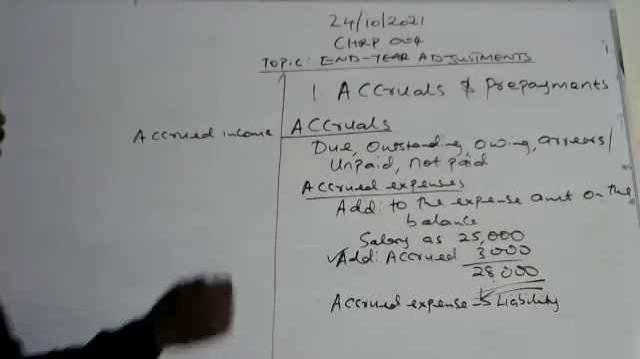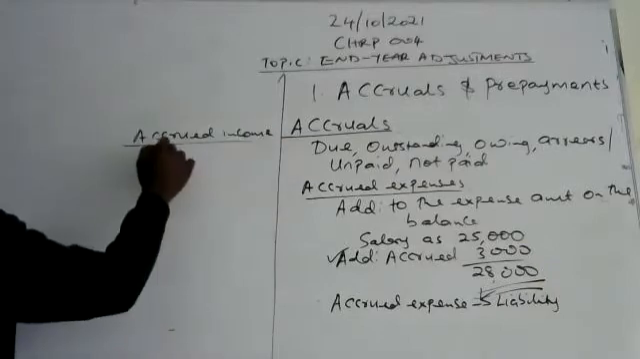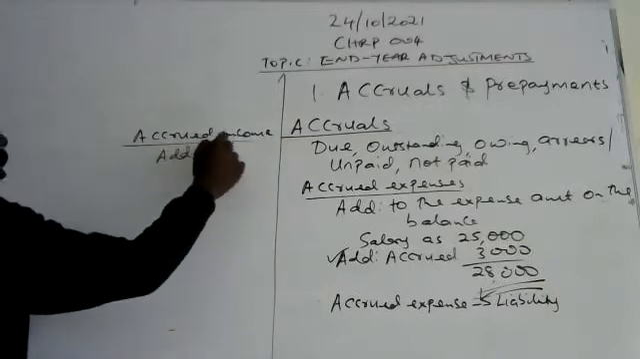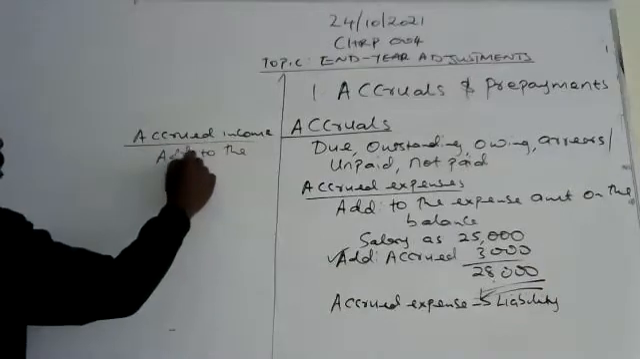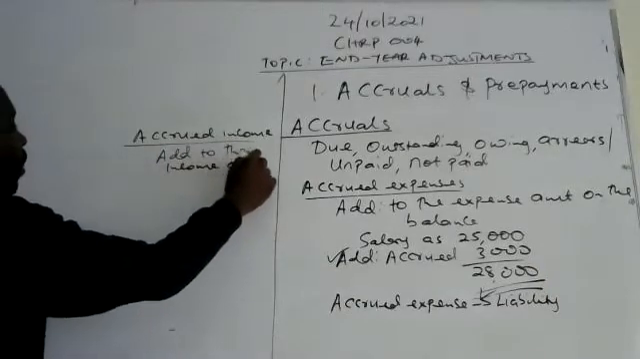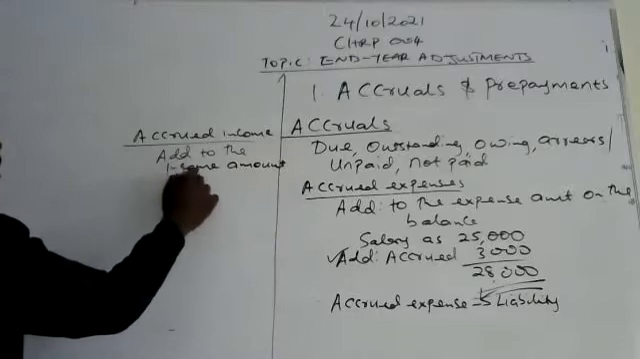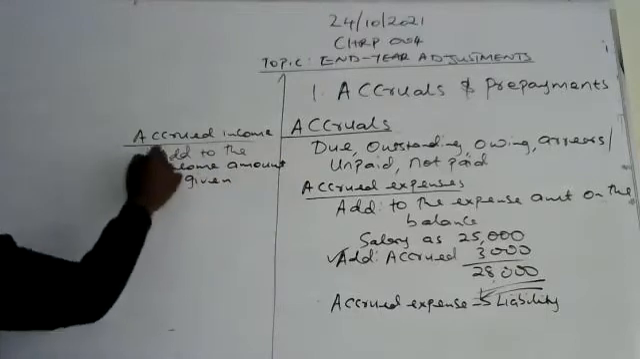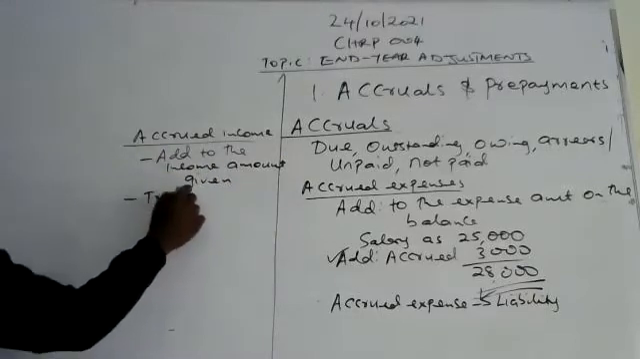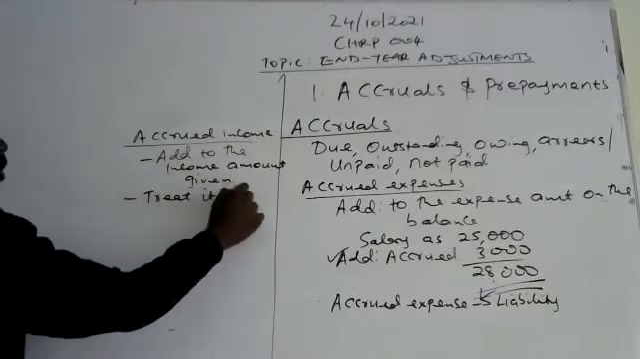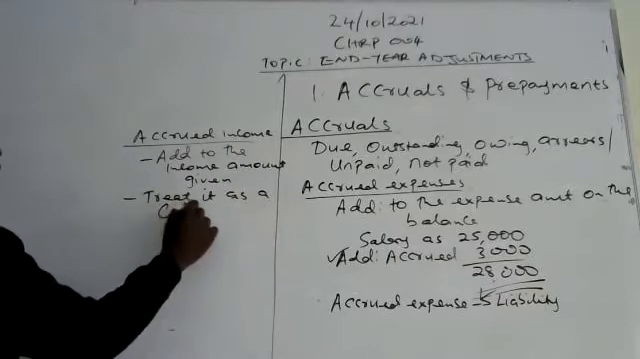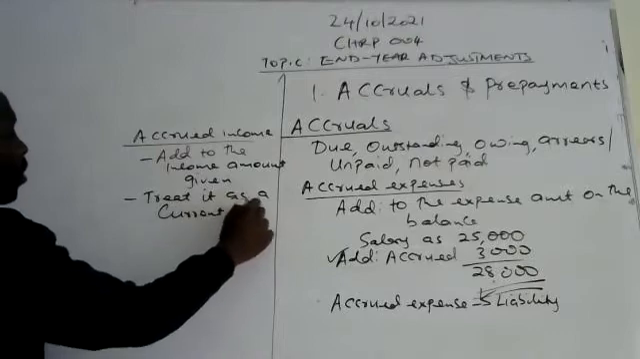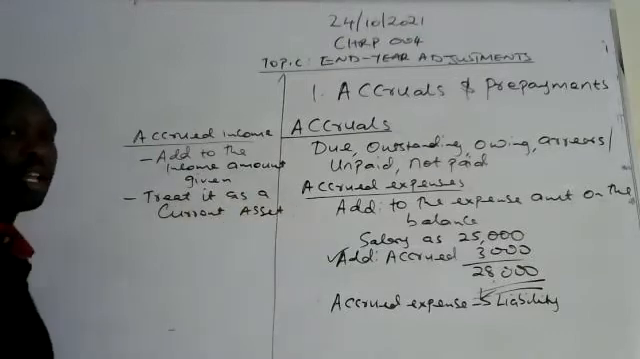So the same case will apply. You add to the income amount given, and then you treat it as a current asset. This one is going to be considered as an asset. It is not a liability.